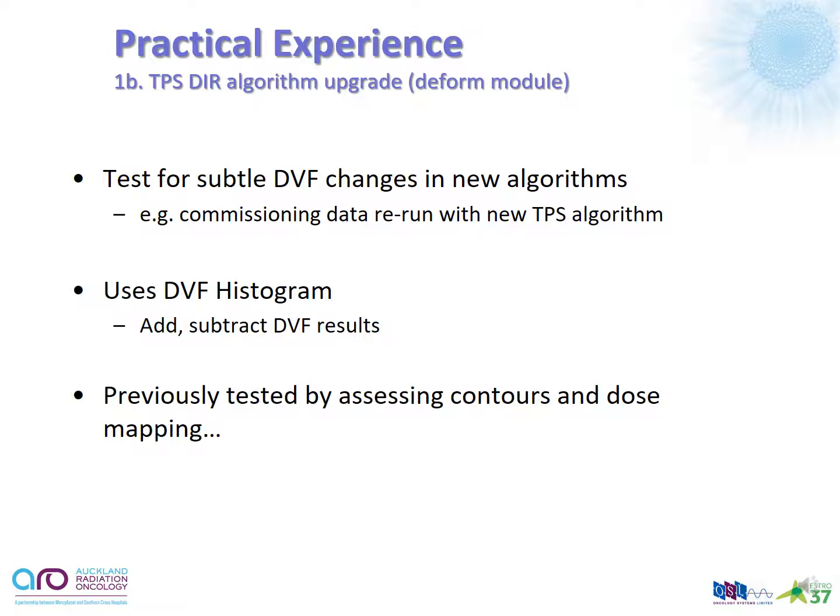Another example of using tools within ImSimQA is when you have an upgrade to your TPS, and there may or may not be an upgrade to the deformation algorithm. Using the deform module, we're able to test for subtle changes in the DVF between TPS versions. And again, this is where having benchmark or baseline commissioning data to rerun these tests over time is very, very useful. Once again, this tool uses the DVF histogram, so you can add or subtract DVF files to see if there's been any difference. And we've previously tested this again using contour analysis and dose mapping.